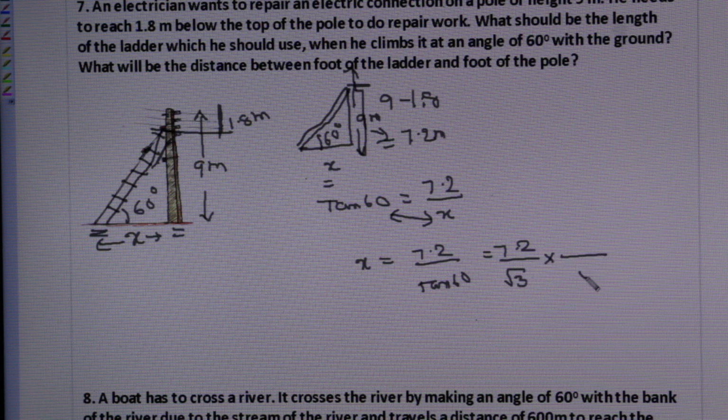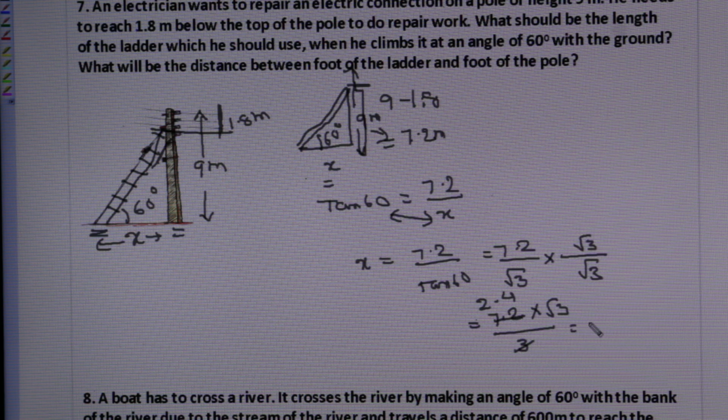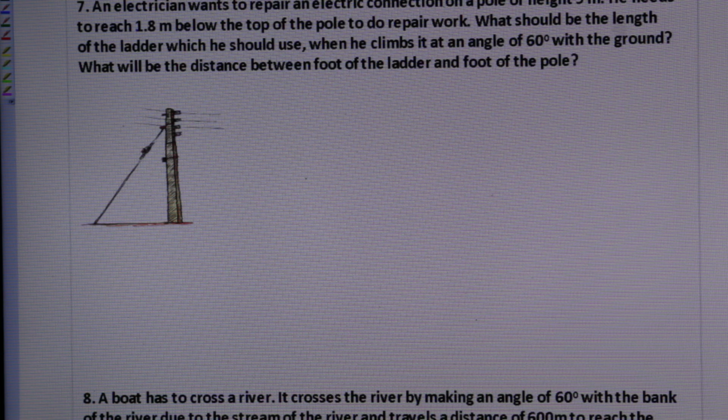Rationalizing the denominator, root 3. Therefore, 7.2 into root 3 by root 3 into root 3, which is 3. 3 2 6, 3 4 12. Therefore, 2.4 root 3 meters is the distance between the foot of the ladder and the foot of the pole. Next problem.